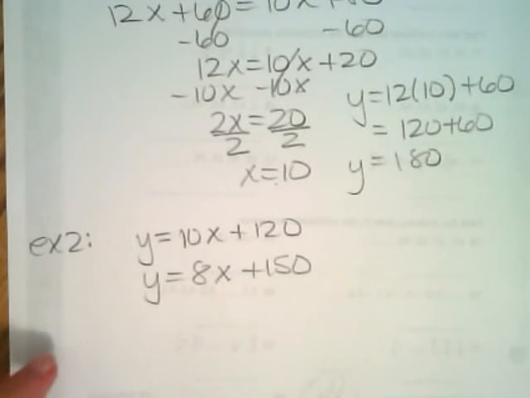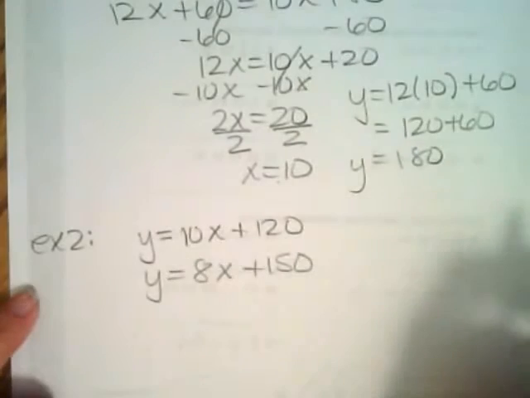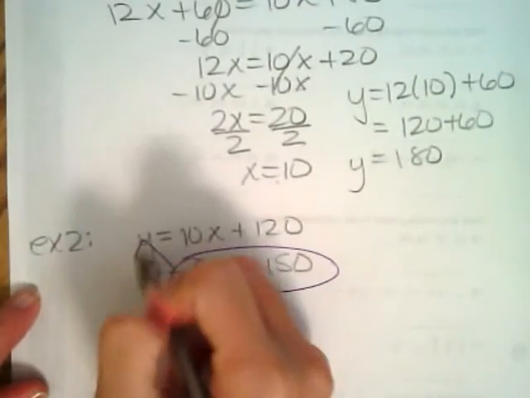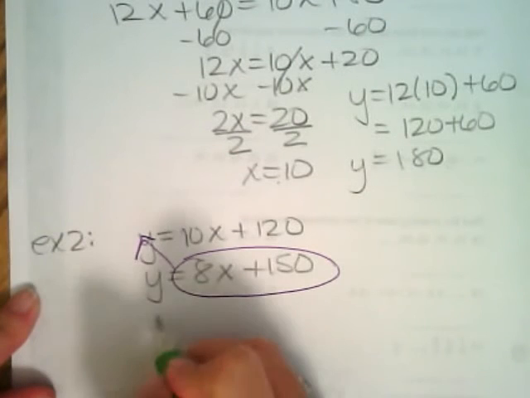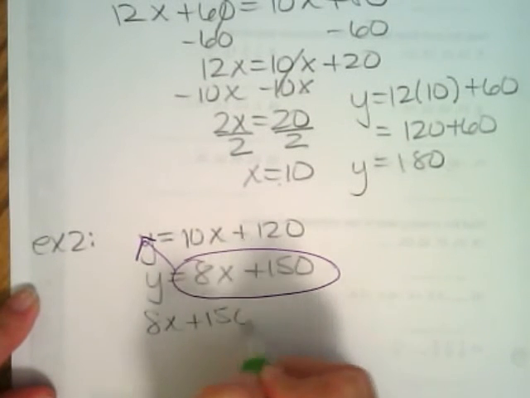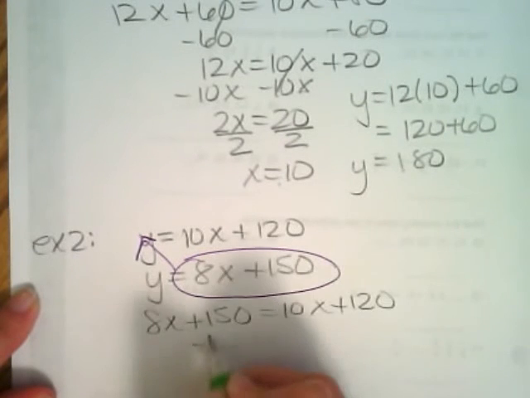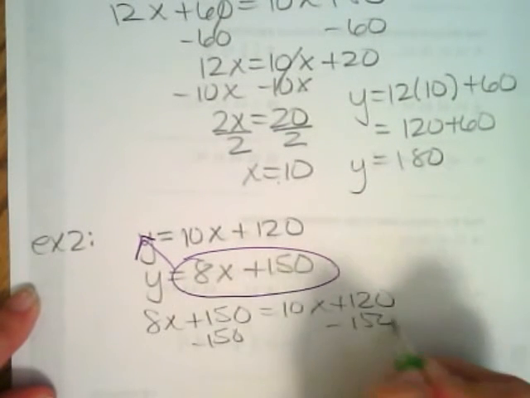Okay, I have two equations. Both are in slope-intercept form. I don't want to graph them, but you want to make sure one of them is solved for y. If it's not solved for y, then you're going to have to manipulate and rewrite the equation so at least one of them is. Okay, well, I'm going to change it up, and I'm going to say, you know what, I want to take this and I want to substitute it up there, giving me the equation 8x plus 150 is equal to 10x plus 120. Solve it just like we did the other one.